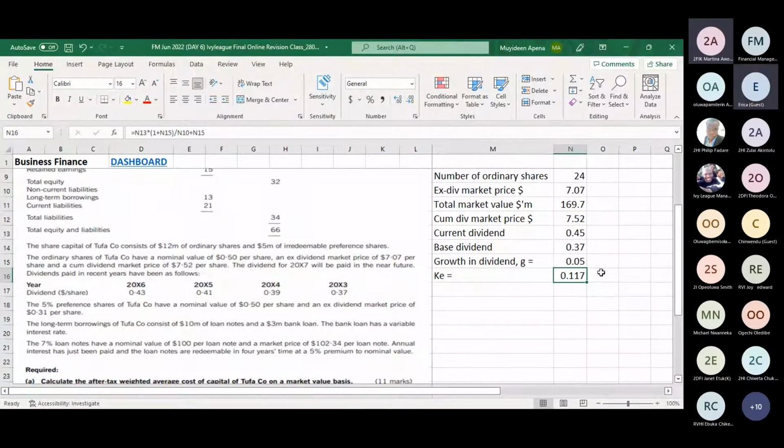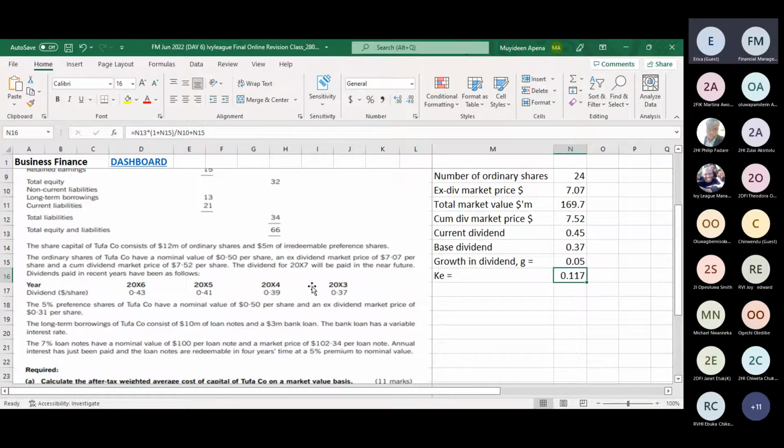Right? So can you interpret this statement and tell me? Dividend for 20x7. We're giving our expected dividend. We're even told the year. Dividend for 20x7 will be paid in the near future. Can someone tell me what that means? That's expected. It has not been paid. So I'm asking, is that D0 or D1? It's D1. Is it D1? Okay, my question is valid.